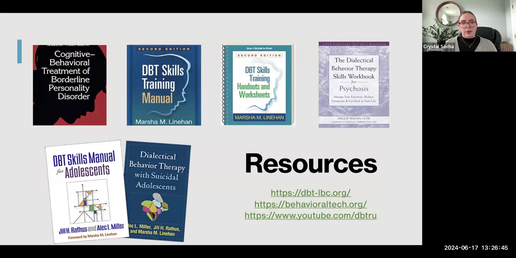I wanted to share once again these resources. Many of these are really the core ongoing handouts that I live and breathe by. I personally have all of these. I currently don't work with adolescents, but have used these before. The top 4 are my go-to, the top 2 in the middle. You'll see the DBT Skills Training Manual as well as DBT Skills Training Handouts and Worksheets. Many of these are accessible online. If you're interested in continuing to learn about DBT and becoming board certified, I highly recommend checking out these 2 first links, which we'll provide to you in this PowerPoint.